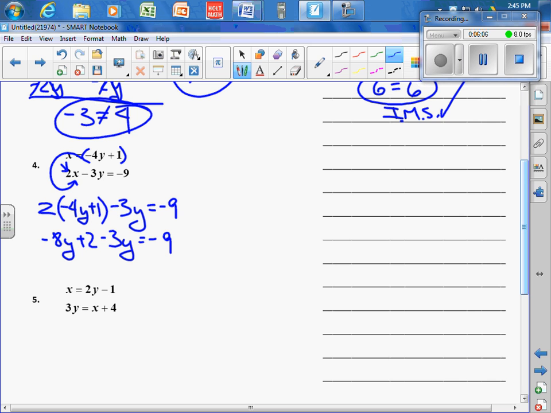Here's your equal sign right here, right? You're on the same side of the equal sign with negative 8y and minus 3y. Combine like terms, you get negative 11y plus 2 equals negative 9.